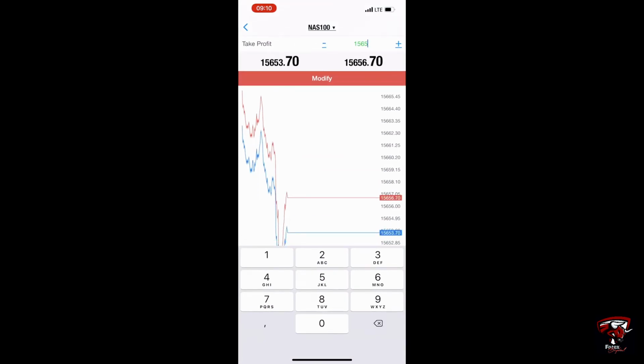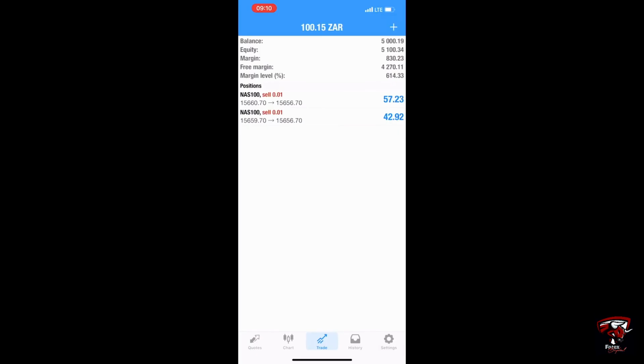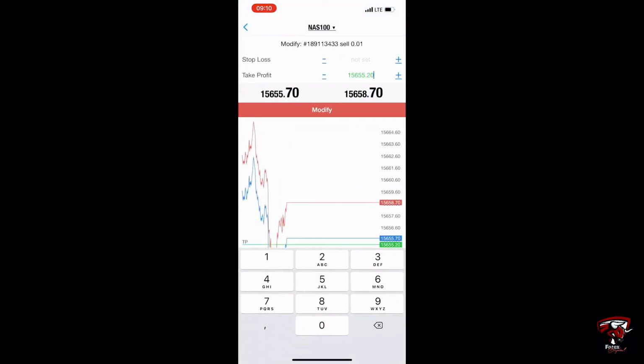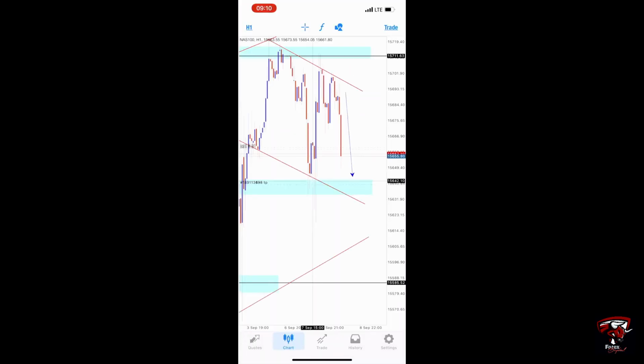Let me make sure that I place my take profit and my stop loss targets. So currently I'm only entering my take profit because I'm going to place my stop loss on my TradingView, and I'll manually keep checking the market just in case the market reverses.